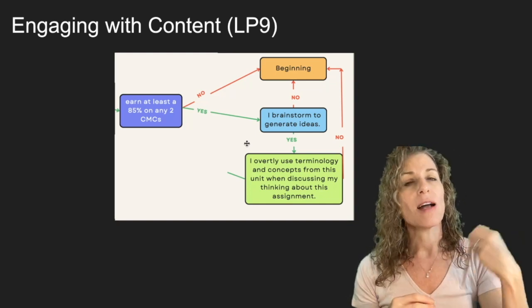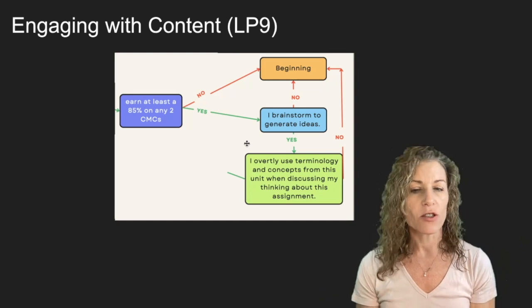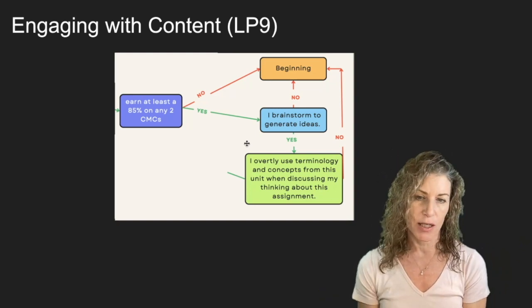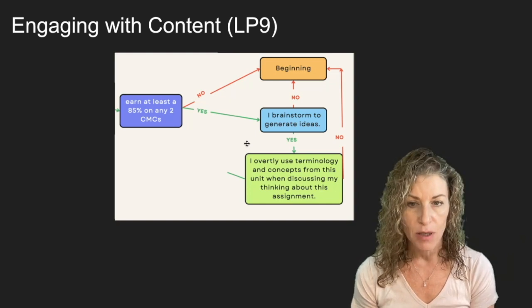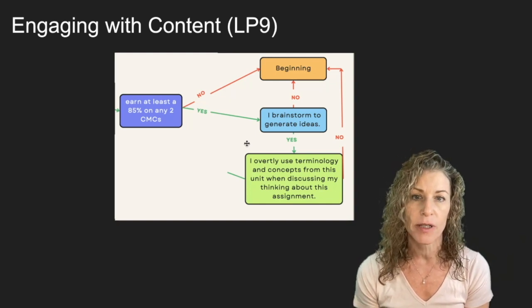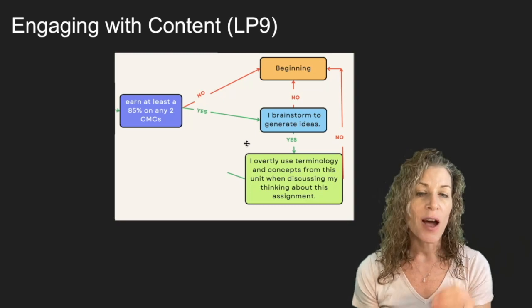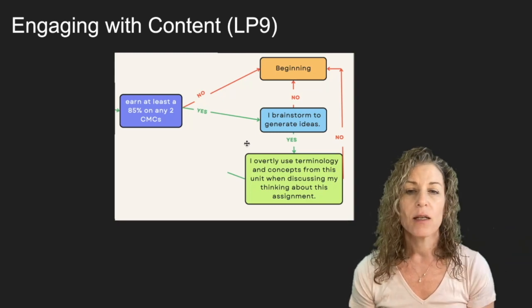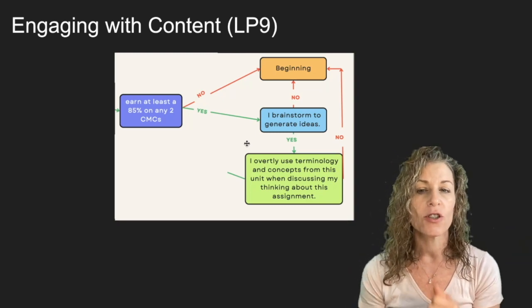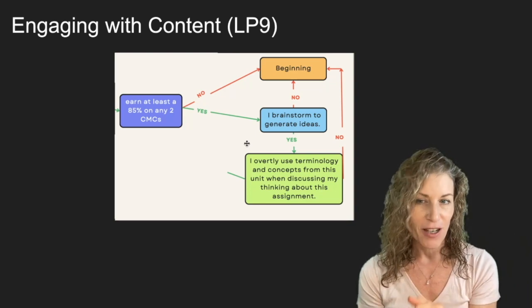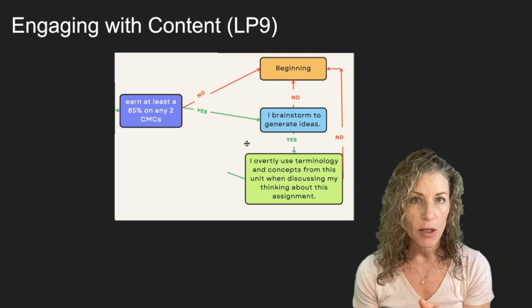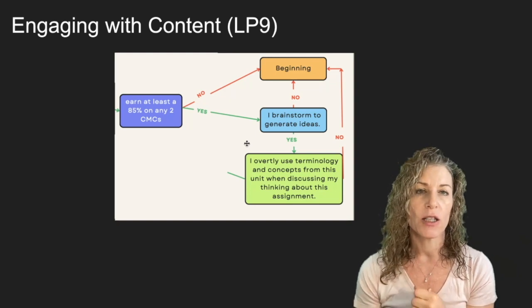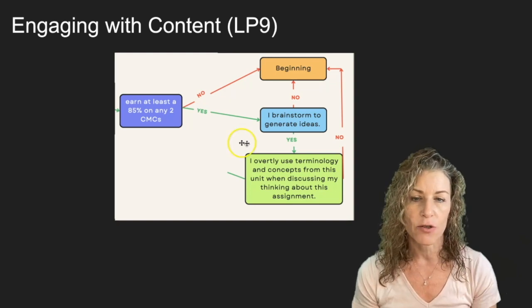If not, that's beginning. If yes, then we check, did you overtly use the terminology and concepts from this unit when discussing your thinking about the assignment? The assignment in this case is the engineering design project. If not, then that's beginning. So you have 3 things to do to earn developing: getting to 85% on your 2 content mastery checkpoints, showing evidence of your brainstorming, and overtly using terminology and concepts within your project documentation.